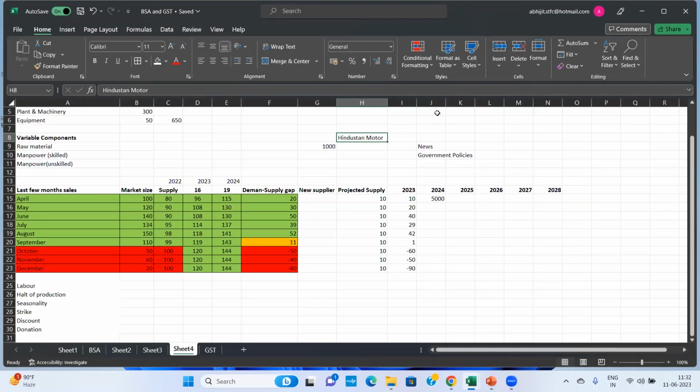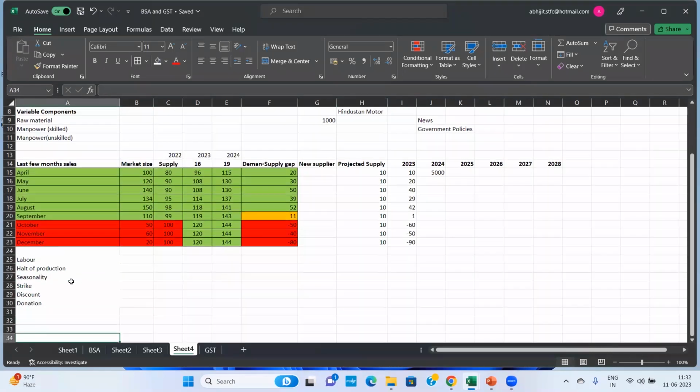Okay. So these are the typical factors which you have to keep in mind while you are calculating your costs.